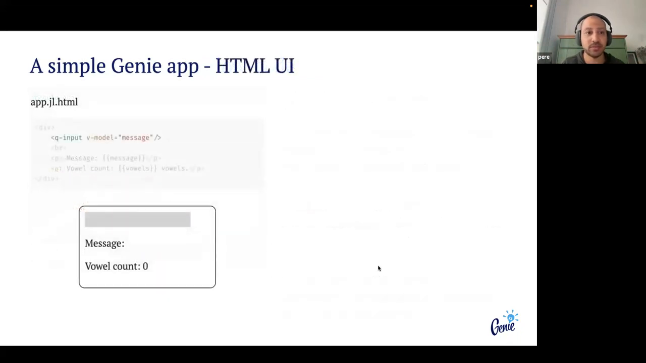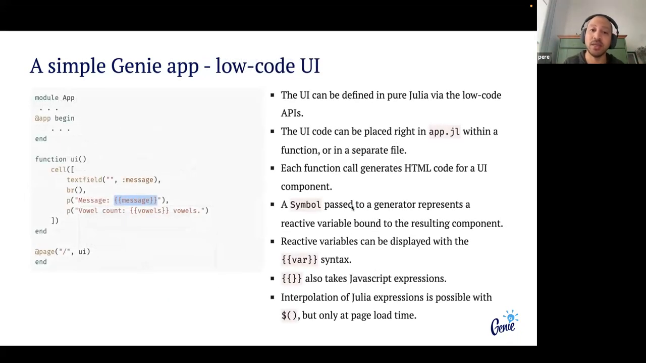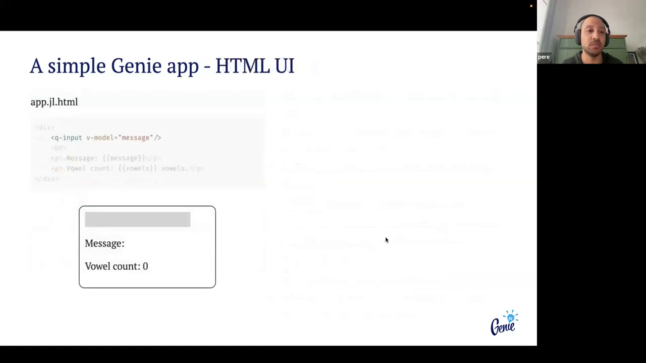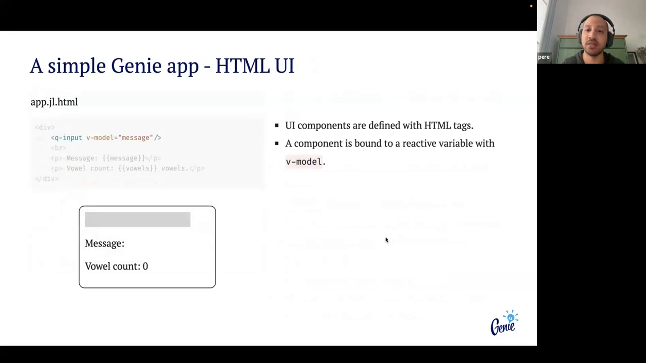And now this is the low-code UI. If you are more inclined towards HTML, you can build your interfaces with HTML as well. As in the end, what the low-code API does is it generates HTML code that is then sent to the browser. So you can skip the low code and go to HTML if you would like to do it that way. Now, in this case, we define the UI components with HTML tags. We bind the interactive components, such as the input text, by using the v-model directive.